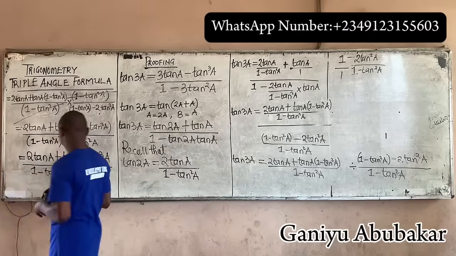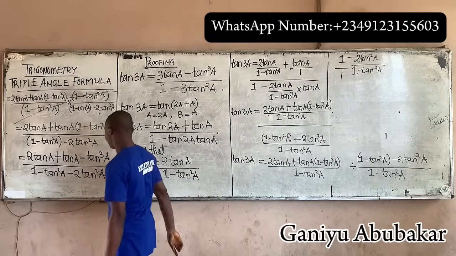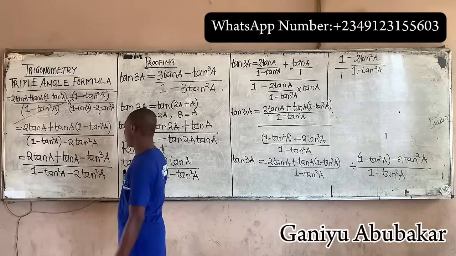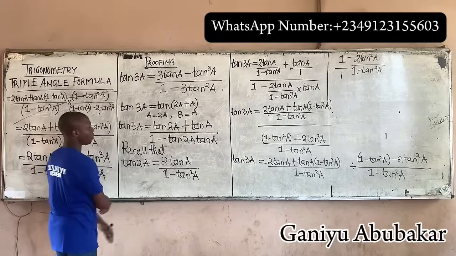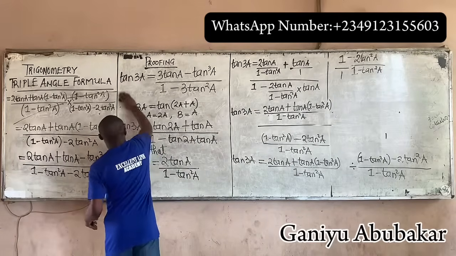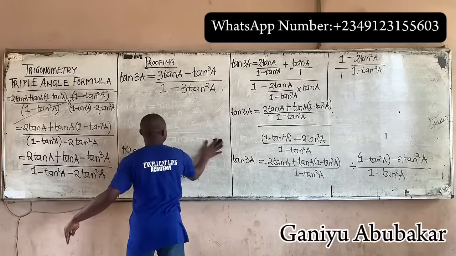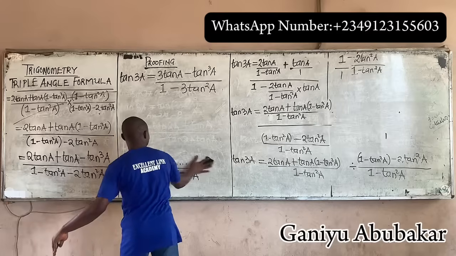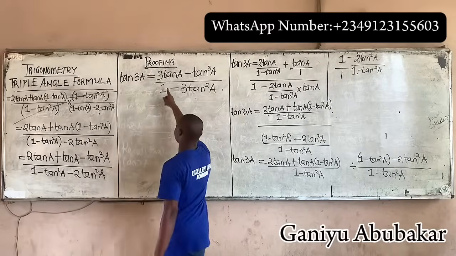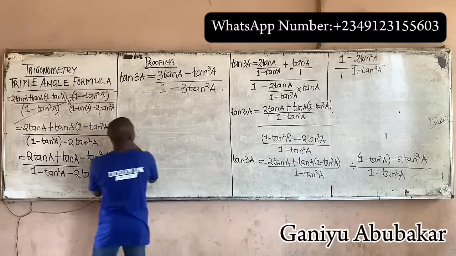So what do you observe from here? Observe that 2 tan A plus tan A, that's 3 tan A. Now from here now, I've gotten my answer. So my answer becomes, listen up, I don't want to clean this because I'll show you the answer if they are the same, so you can compare them.